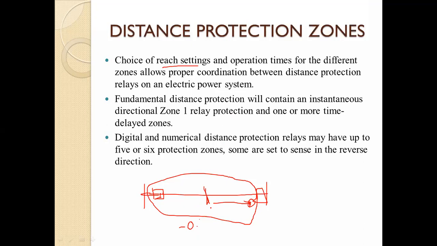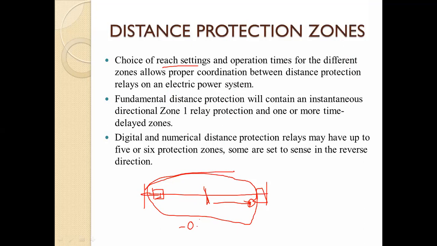We can easily disconnect that faulty section immediately, and it allows proper coordination between distance protection relays on an electric power system. When we consider zone 1, for example, which operates instantaneously, at that instant only that faulty section will get disconnected.